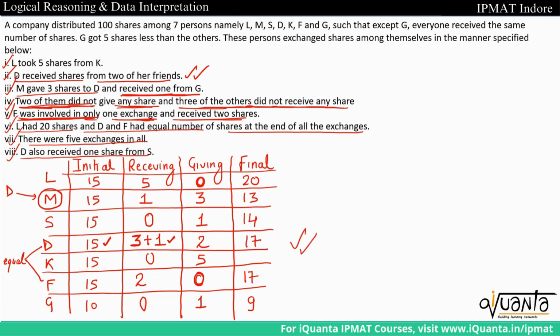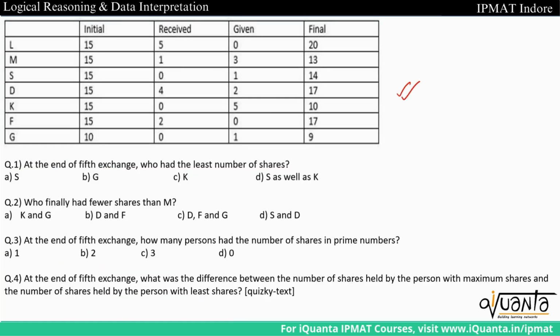Let us go to the questions directly. So this is the final table that we have. The first question is, at the end of the 5th exchange, who had the least number of shares? So which one has the least number of shares? 9 is the least number of shares and G is having 9 shares. So option B will be the correct answer.